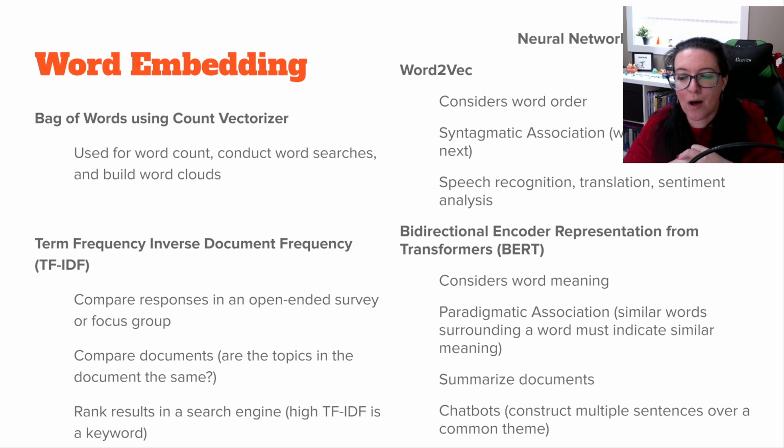So what we're going to start with is the bag of words. We're going to tokenize and we are going to vectorize so that we can do word counts, word searches, and word clouds. But first, we're going to have to scrape the data, we're going to have to clean it up, and then we can start to tokenize.